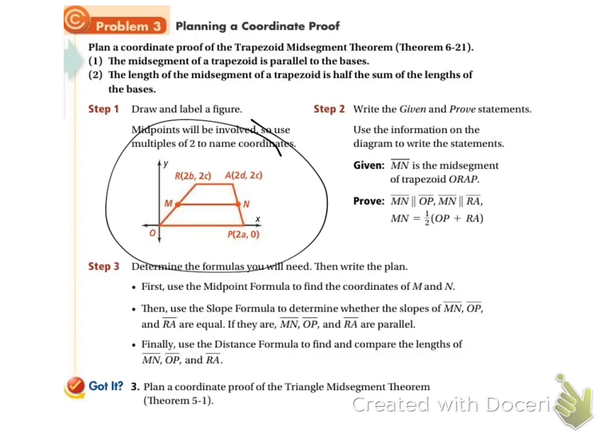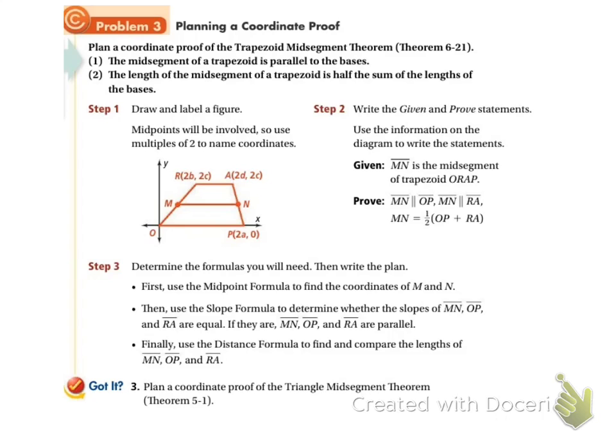So they drew their trapezoid. And why do you think they used 2's in their point coordinates? Well, what do we know about these points? These points here are going to be midpoints. So if we have 2's, when you divide 2 by 2, you get 1, right? It's going to be a lot easier than if we just used B and C instead of 2B and 2C, because otherwise we'd be working with decimals. So, draw and label your shape, and then write out what we're given and what we're trying to prove.